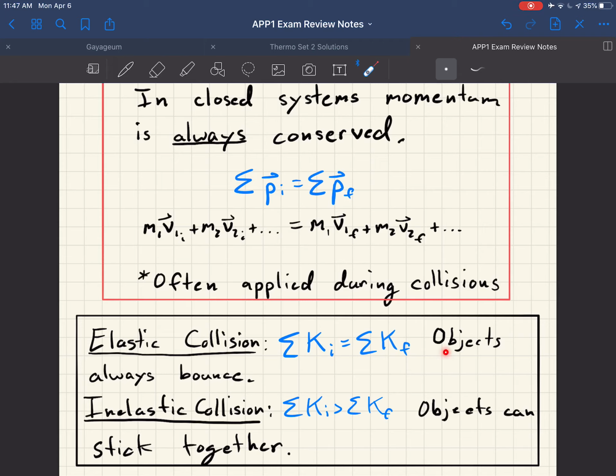Not every time objects bounce will there be a totally elastic collision, right? Objects don't have to stick together to be inelastic. But if the total kinetic energy is conserved, we can call that a purely elastic collision or a completely elastic collision. In an inelastic collision, we have a loss of the system's kinetic energy. And anytime two objects stick together during a collision, this will happen, and it will be an inelastic collision.